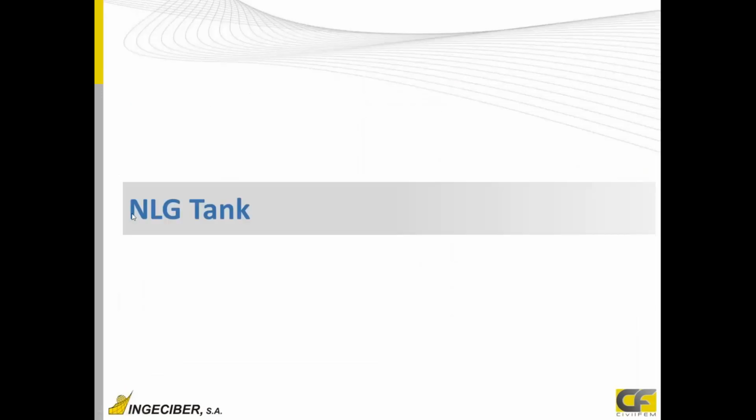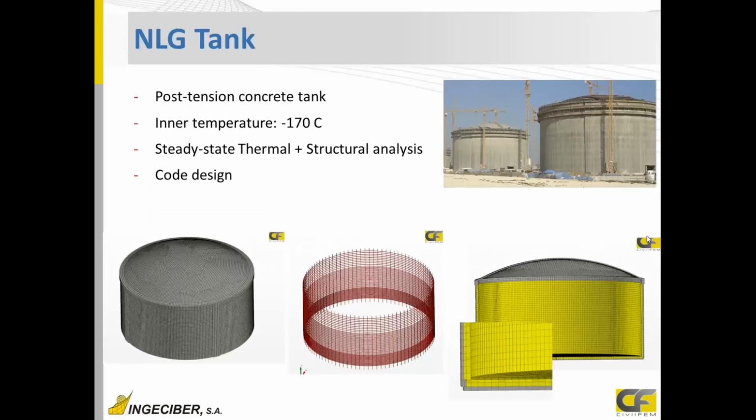And the last example we are going to see is a natural liquid gas tank. Well, this natural liquid gas tank is a post-tension concrete tank. This concrete post-tension tank has these tendons, vertical and circular tendons. The density of tendons is higher here at the bottom and goes up. And this is the thermal insulation here inside.